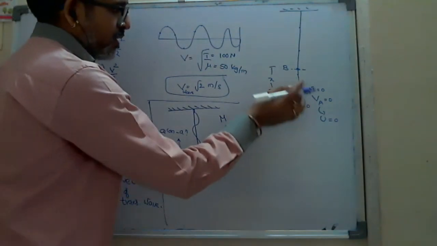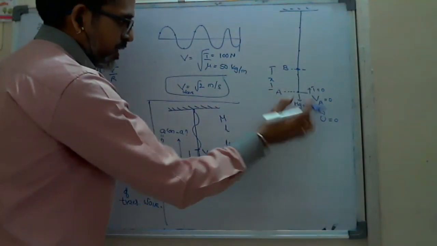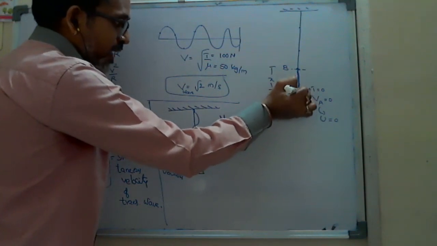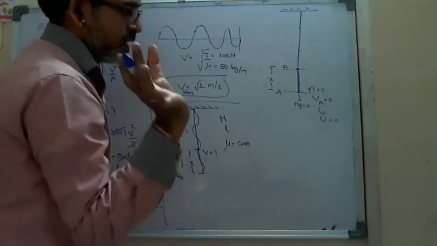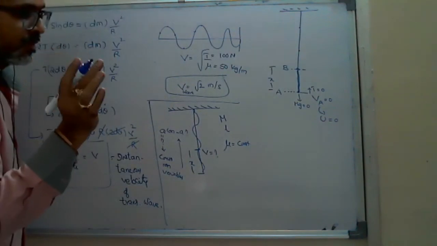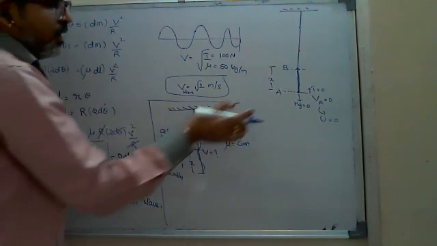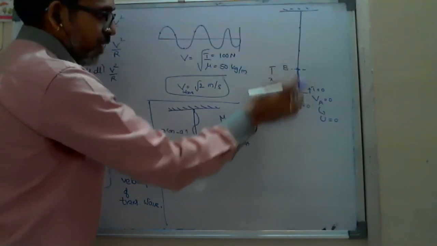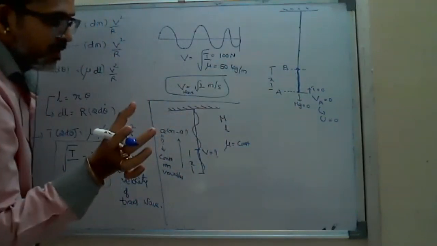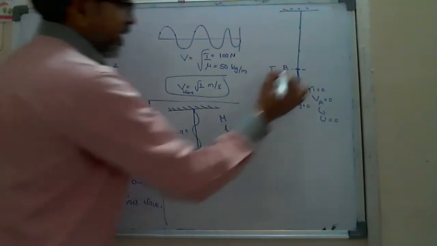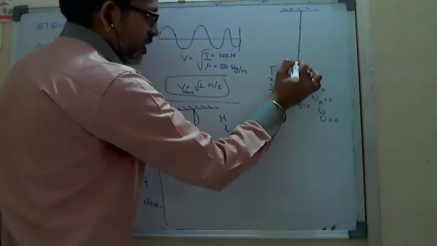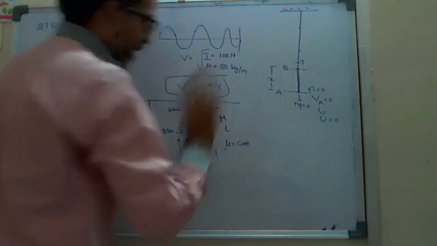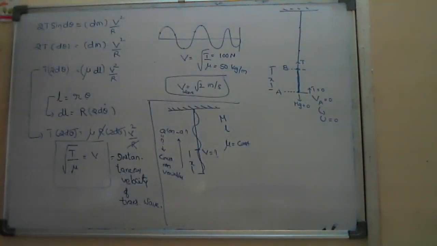Sir, I am not loading anything here, but will the mass of this part of the string try to pull this point down or not? Yes, sir. There will be some mass dm. Dm is the mass of A to B of length x. Then at that point, there is some weight. Obviously, there will be some tension. If tension is there, the velocity is not equal to 0.